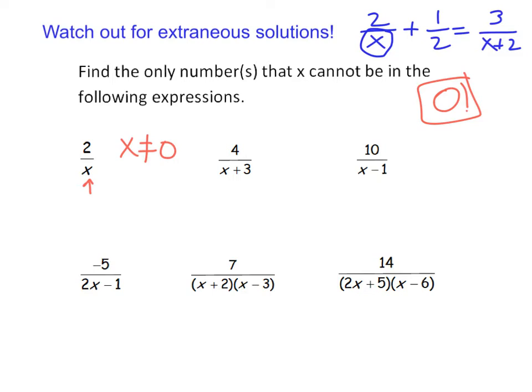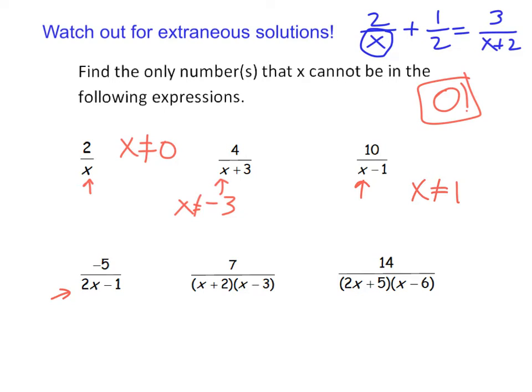So what number could we not put in here for x because it would make the denominator 0? Well, -3. So in this example, x cannot equal -3, because if I put a -3 in here, I'd have -3 plus 3, which is 0, so 4 would be divided by 0, and we cannot have that. So then how about this next one? What can x not equal here? Well, x cannot equal 1, because 1 minus 1 is 0. How about this one down here? What can x not equal?